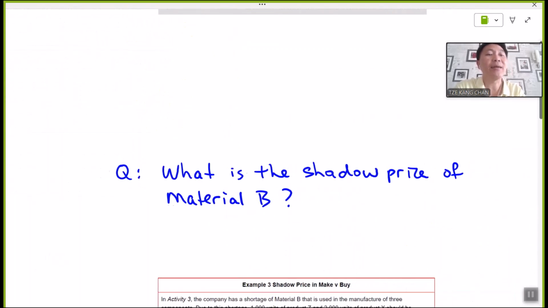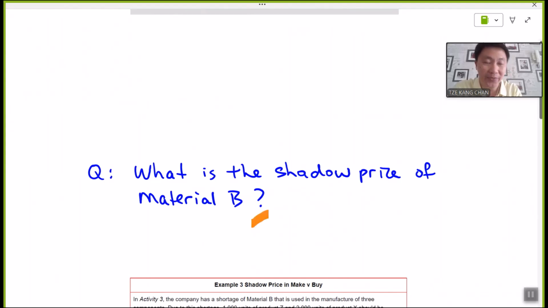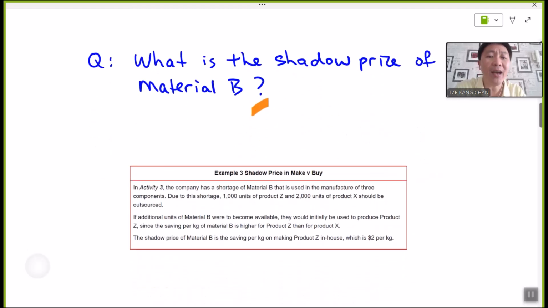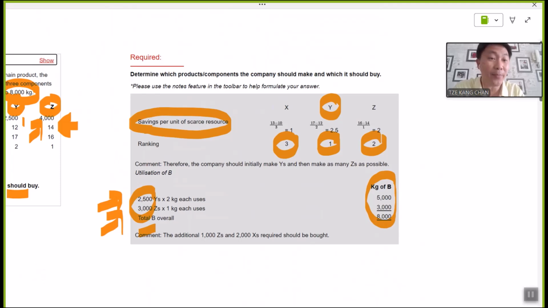So guys, here comes the golden question. What if the company requires buying an additional supply of B? What will be the shadow price? And the answer for this is still based upon, instead of contribution, we are now looking at savings per limiting factor. From this item, the unfulfilled products are obviously products X and Z. Among the two, the one that carries the highest savings per limiting factor is obviously Z.